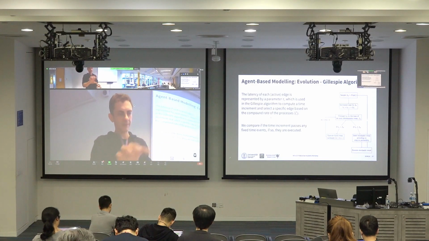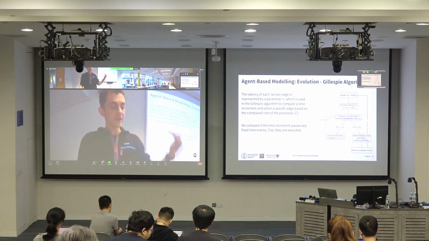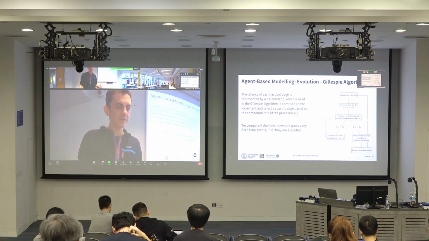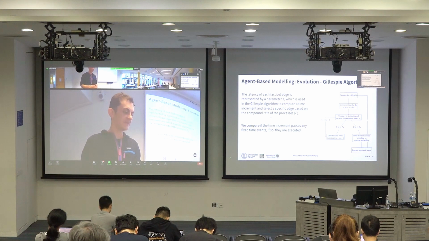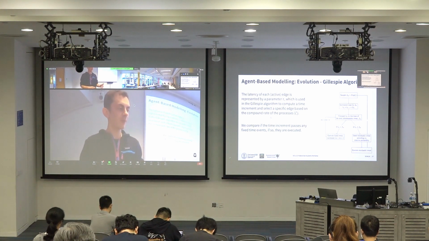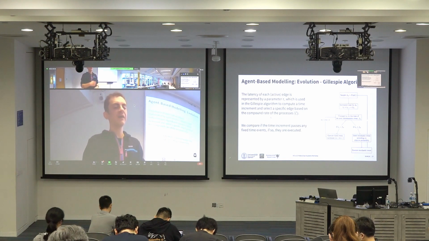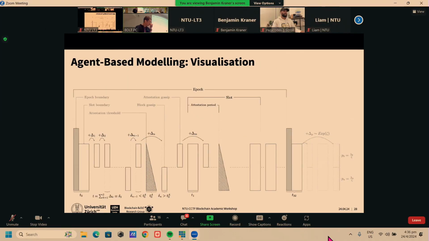Let me quickly show how this looks in the model. We sample from the common distribution of zeta here. Then we select the time increment and increment the time. We check whether within this time an event passed that is a deterministic event. If not, then we simply execute the stochastic event. If there was a deterministic event, so a slot boundary or an epoch boundary, we execute that event first, and then we execute the random event that we selected before.